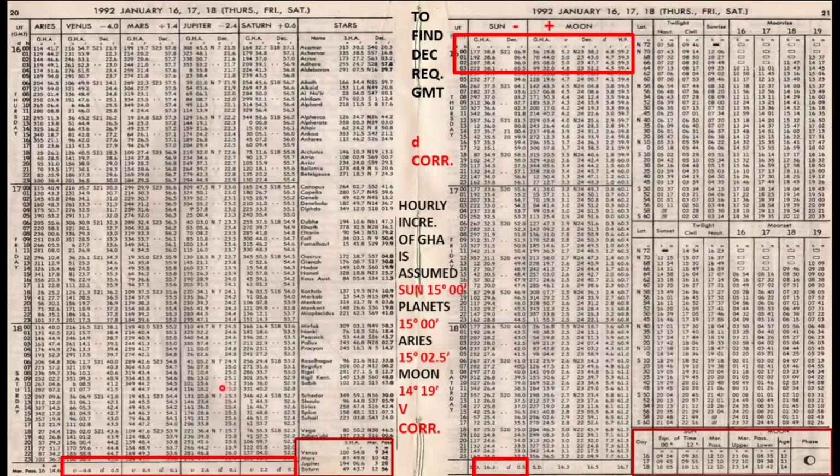If you look at it here, the difference is not exactly 15. There is a difference of about 2.6, which is mentioned here. That is the V correction, an hourly change in the GHA. For a fraction of it, we'll have to visit the increment tables. So these are the two important corrections you have to apply, for declination and the GHA.